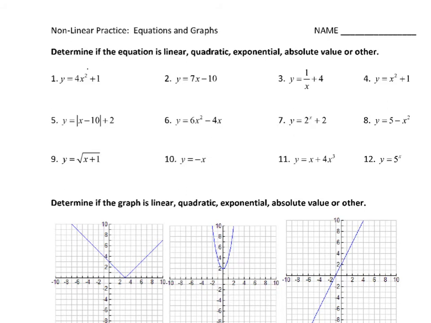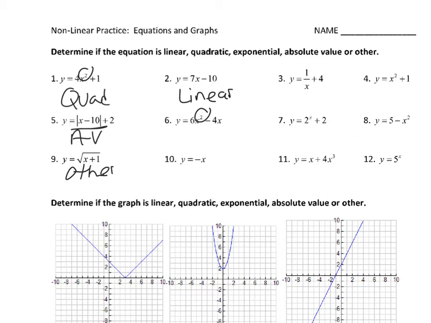All right, so this one has a square, so it's quadratic. This one has absolute value bars, so it's absolute value. This has a square root, so this today would be called other. It's a square root function. This has no exponents, and it's just plus or minus or multiply, so it's going to be linear.